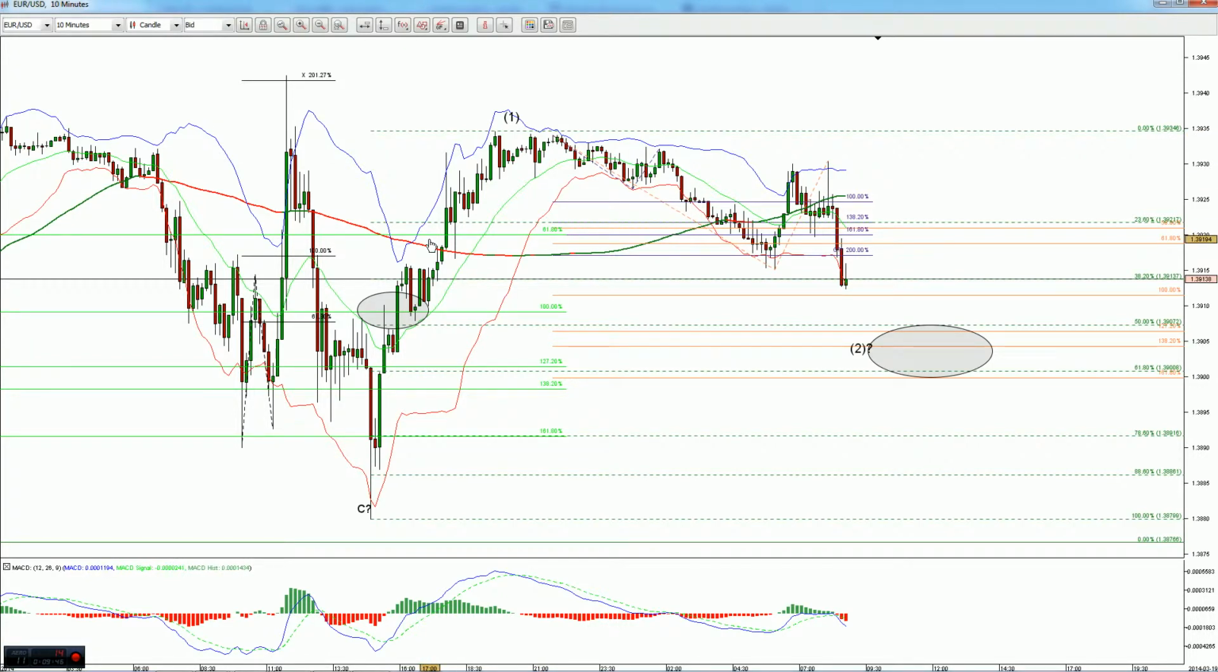Okay, so here this is an example of how the waves are developing and how to count those waves, and that waves develop on different time frames and on different degrees of a trend. You've got higher degree counts and more detailed lower degree counts.